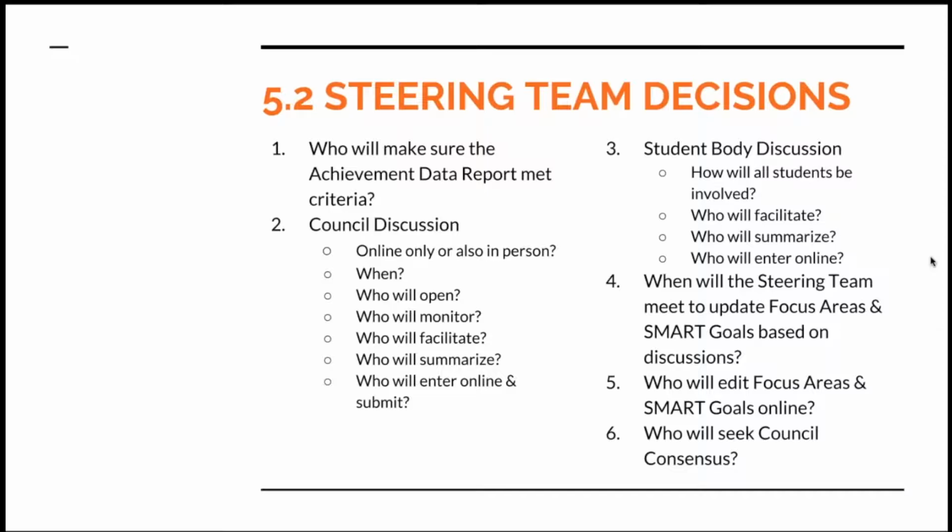So there's going to be some steering team decisions to be made. Among these, and you may think of some other ones, but I agreed with Amy earlier. She said, I probably have more, but I've run out of spots to put them. So you may think of some too. Who will make sure the achievement data report met criteria? And remember, that's the first step this time. Nothing's going to move until you get that turned in and it meets criteria.